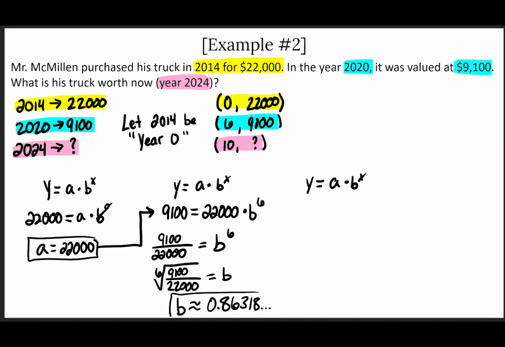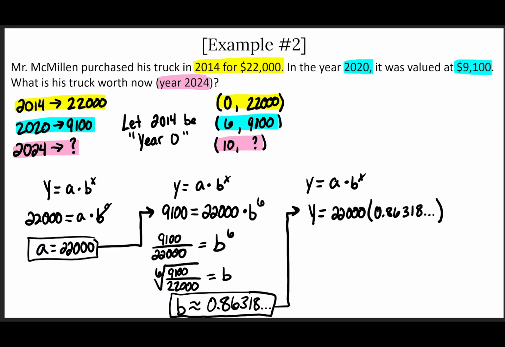So I have a B value, I have an A value. We're going to write a function, but this time we have a number that we want to use in our function. So we're going to make the function, and we're going to plug in that 10 to predict for the year 2024 and get the output for that. So I'm going to use my A and my B and the pink number 10 in this here. So 22,000 times 0.86318. However many decimals you take, probably take at least 5 just to be accurate. And I'm going to throw in that power of 10 because I'm trying to calculate what it would be worth now in the year 2024.